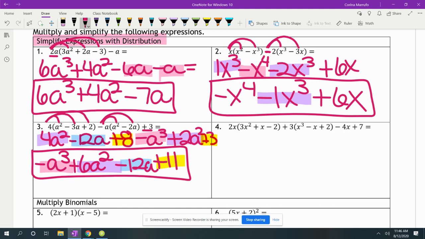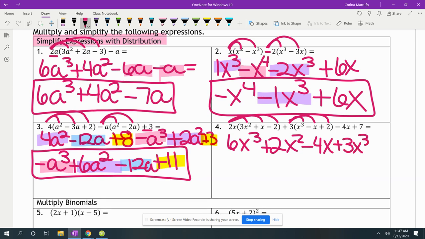So 2x, we're going to have to distribute this 2x to each one. So 2x times 3x squared is going to give us 6x cubed. Then we're going to multiply 2x times x, and that is going to give us plus 2x squared. Then we're going to take 2x and multiply it times negative 2, and that's going to give us negative 4x. And then from there, we are going to distribute this 3 to each one. So 3 times x cubed is going to give us plus 3x cubed. 3 times negative x is going to give us negative 3x. And then 3 times positive 2 is going to give us a positive 6.